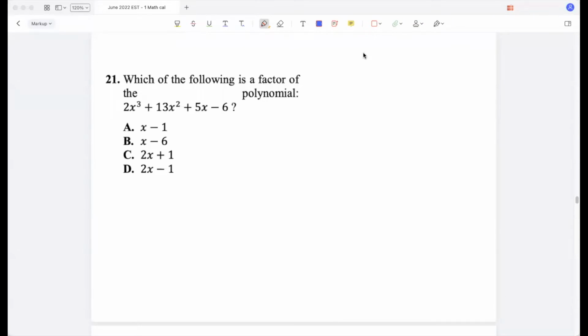21. Which of the following is a factor of the polynomial 2x cubed plus 13x squared plus 5x minus 6? So for these to be a factor, x equal to 1 should make the polynomial 0, x equal to minus half, and x equal to plus half. Okay. So x equal to 1 will be 2 plus 13, 15, and 5, 20. So it's not this. X equal to 6 we'll check later.